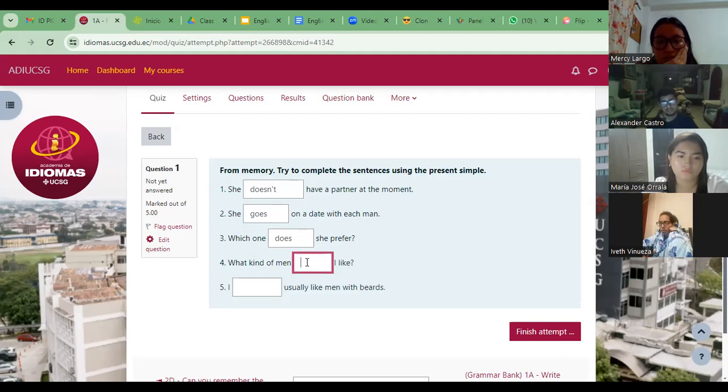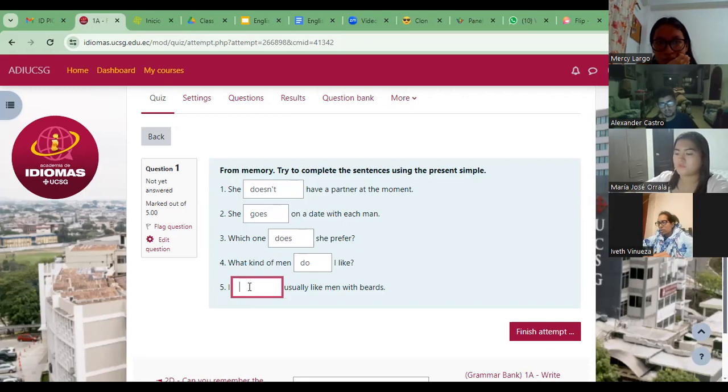Do. Why do and not does? Because it is I. Do I like? Do I like? If I'm talking about myself, first person singular, do. Okay. What about number 5?